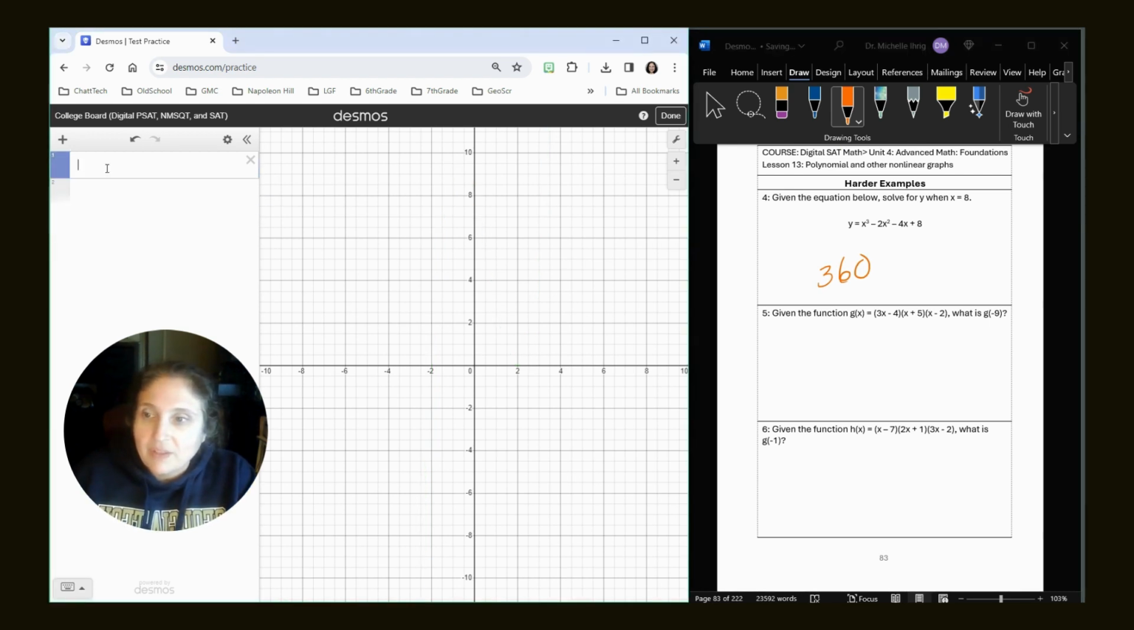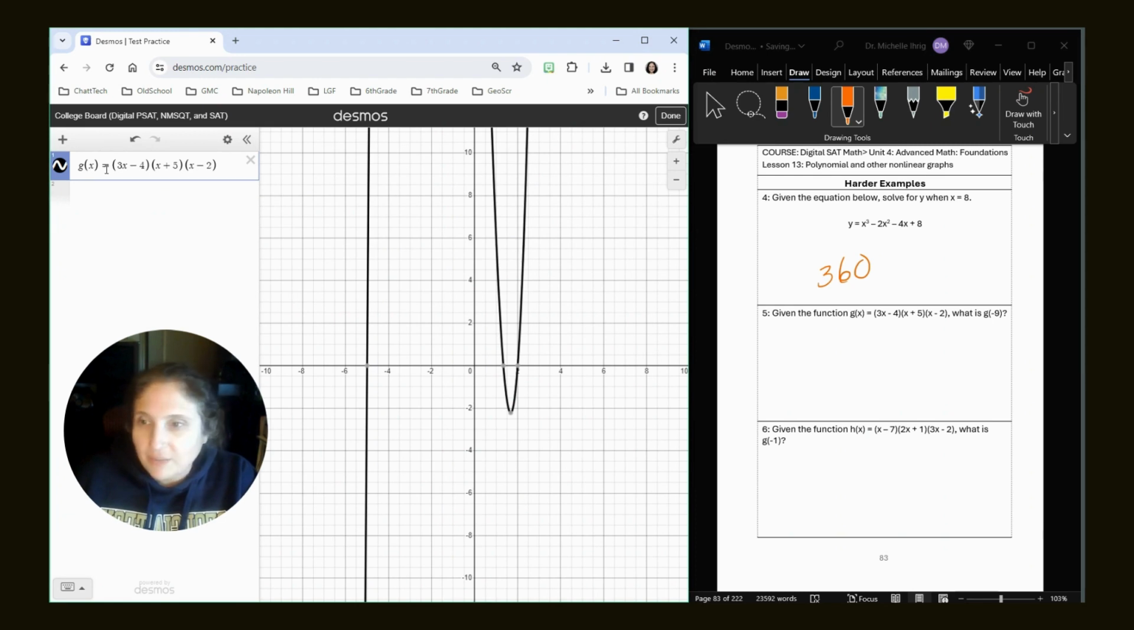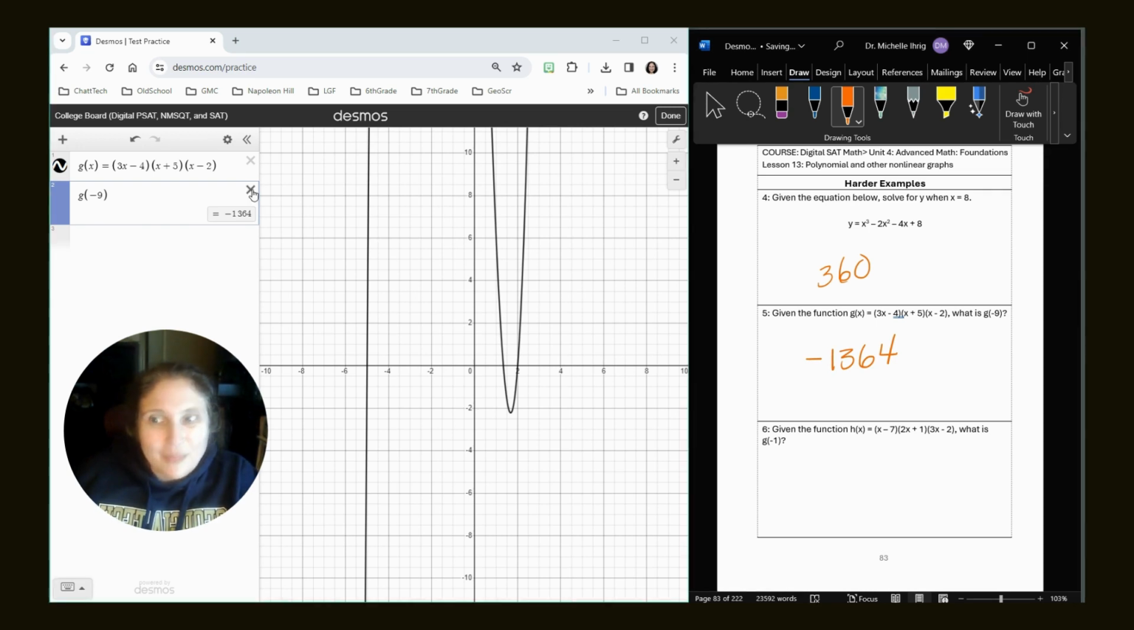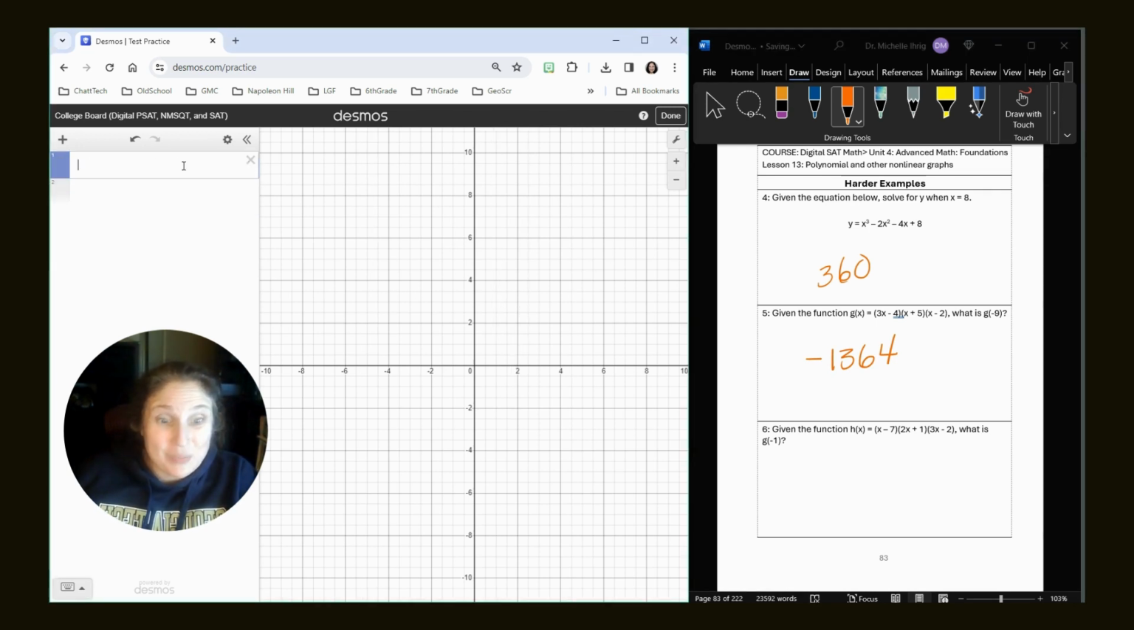Next one, given the function g of x, we've got 3x minus 4, x plus 5, and x minus 2. Always double check. If you watched one of my last videos, you saw that I mistyped. I put a minus sign instead of a 0, so you always want to double check. And then we've got g of negative 9 equals negative 1,364. I know you're like, Doc, why are these questions so easy? They're easy for you because I'm teaching you how to use the Desmos calculator. Anyone else would have a hard time with this because they would solve it by hand, which would take forever.